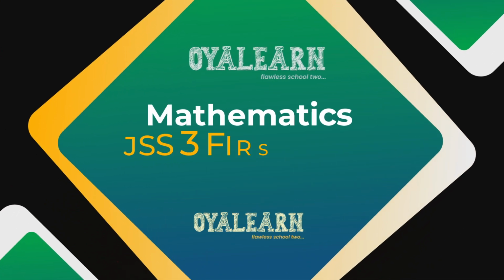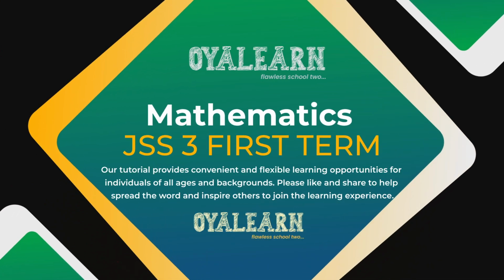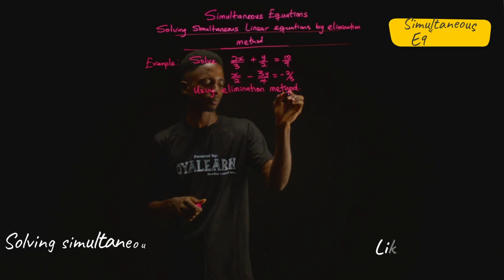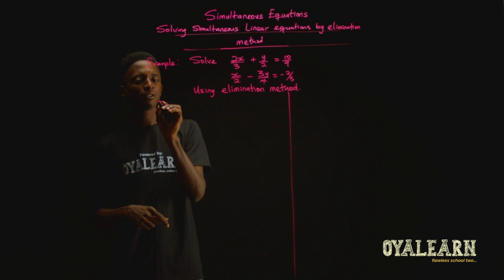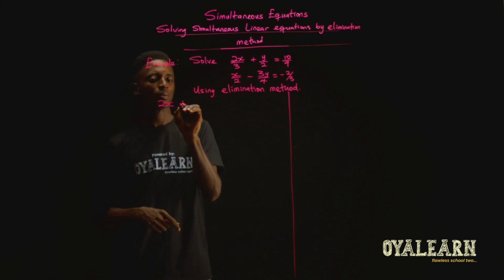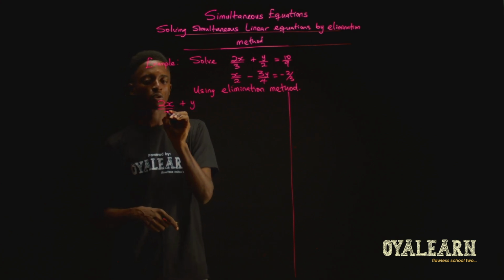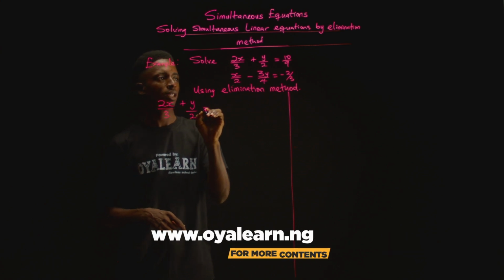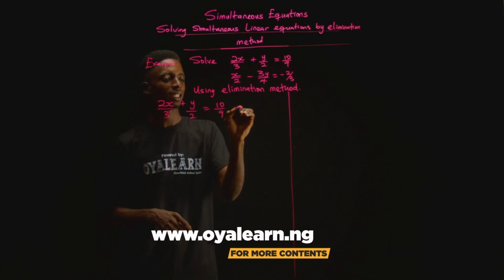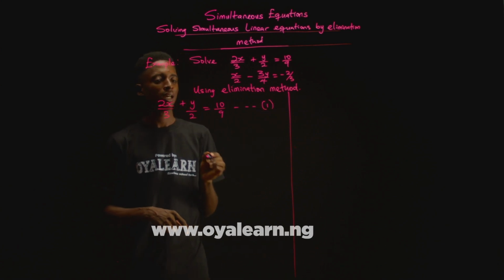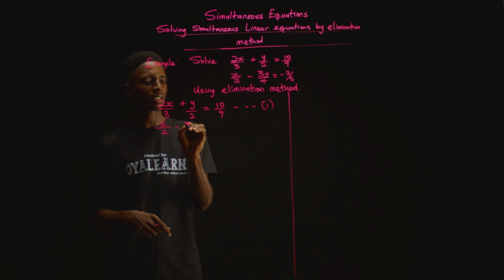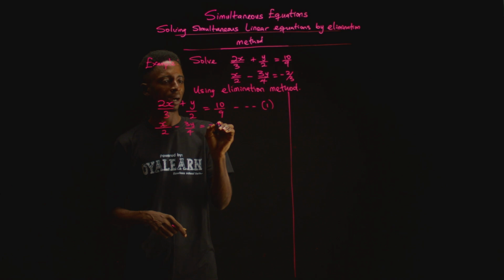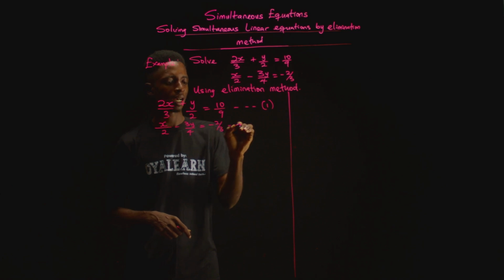Let's solve the equations in this example using the elimination method. We have 2x over 3 plus y over 2 equals 10 over 9, and this is equation 1. And then we have x over 2 minus 3y over 4 equals minus 2 over 3 as our equation 2.